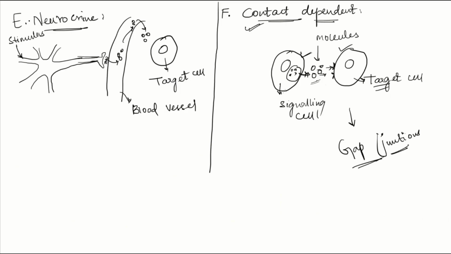And I have also explained the neurocrine here. Upon receiving the stimulus, this neuron releases the neurotransmitter into the bloodstream, into the blood vessel, and from the blood vessel it travels along the way to the target cell, and at the target cell it binds.